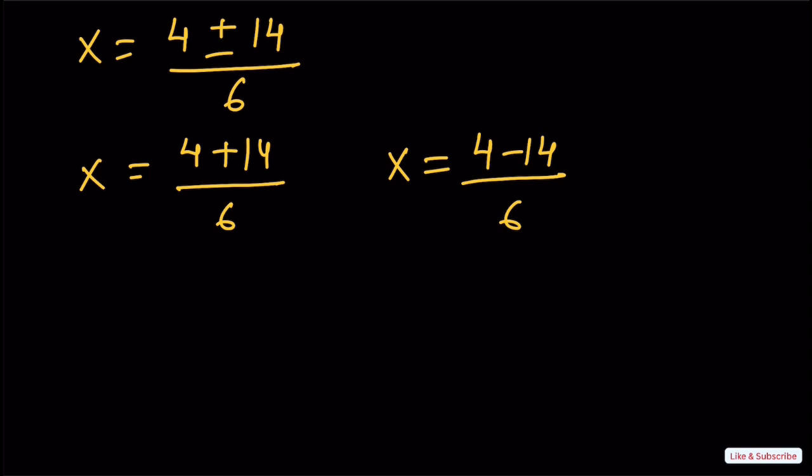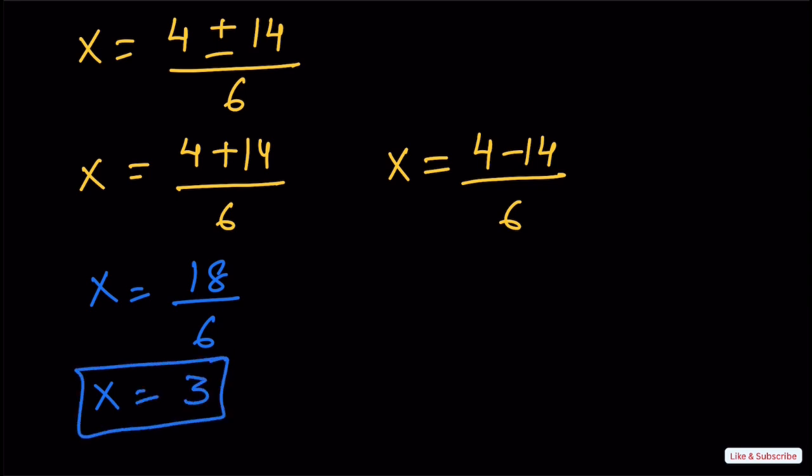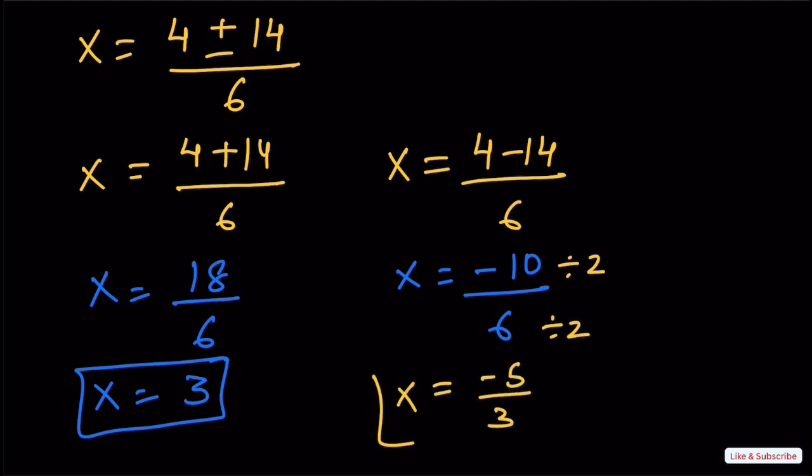Simplifying them further, I got x equals, now 14 plus 4, that's 18, 18 divided by 6. Now what is 18 divided by 6? 3. So that is one of the answers for x. The other one is 4 minus 14, that's negative 10 over 6. We can reduce it by dividing both by 2, which gives us negative 5 over 3 for the value of x.